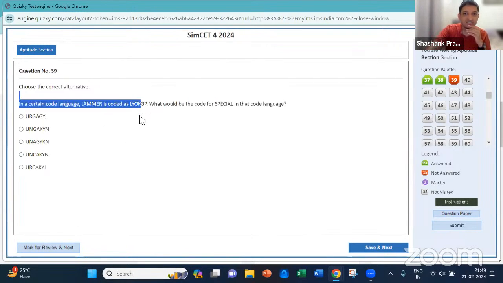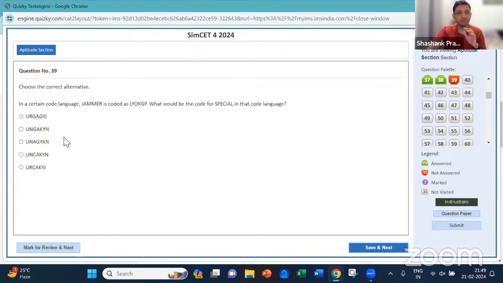Jammer is coded as this. J, K, L. A goes backwards by 2, I think. M, N, O. M goes backwards. E, F, G. And this thing. Yeah. So it should be 2 ahead. S, T, U should be it. So it will start with U. Great. E, F, G will be my third letter. So options 3, 4, 5 are out. I will be my fifth letter. I, J, K should be the fifth letter. So not this, this. I think this is the answer.